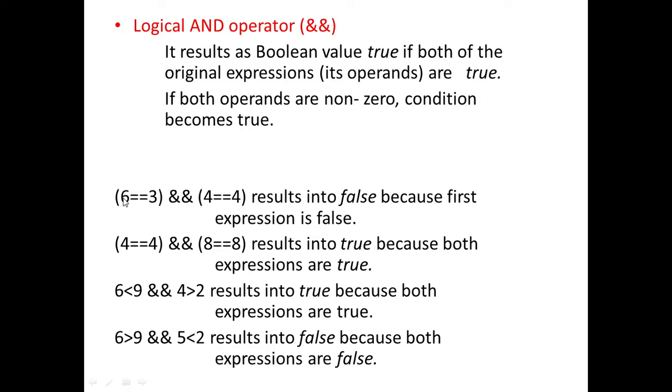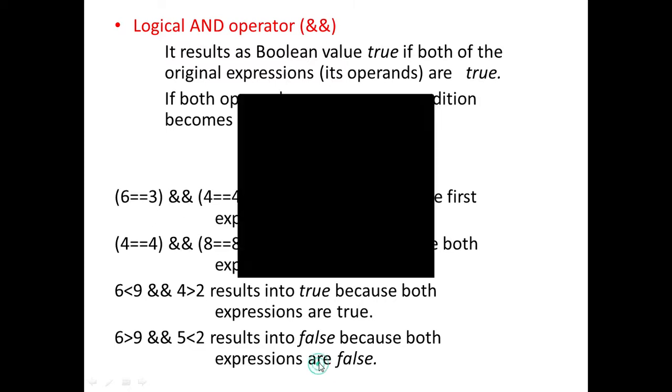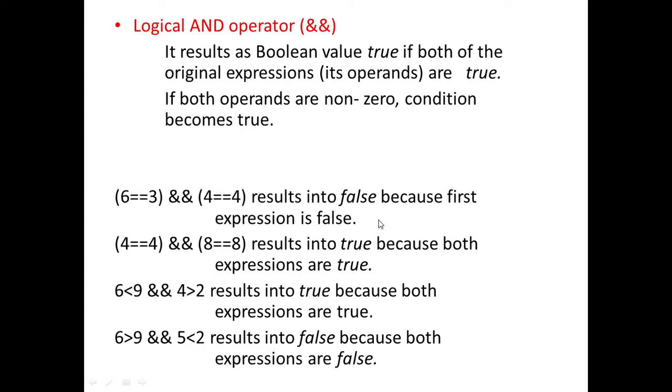For example, 6 equal to 3: true or false? False. And 4 equal to 4, true. So one is false and one is true. Both should be true, then only it will give true, so it results into false because the first expression is false. Here 4 equal to 4, true, and 8 equal to 8, true. So it will result into true because both expressions are true.